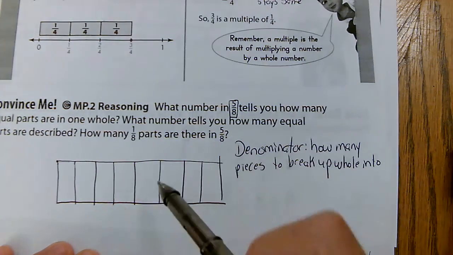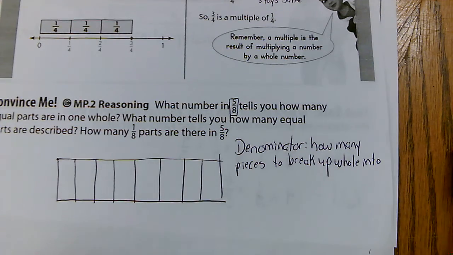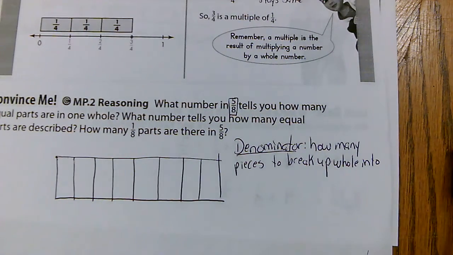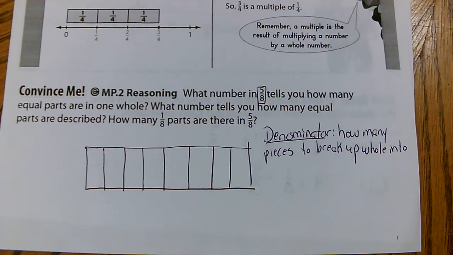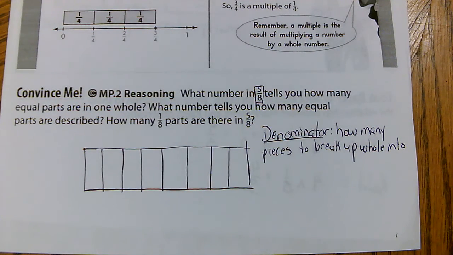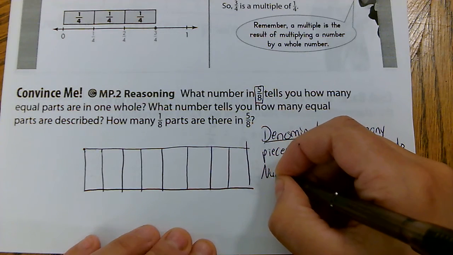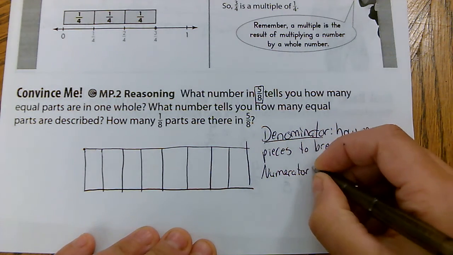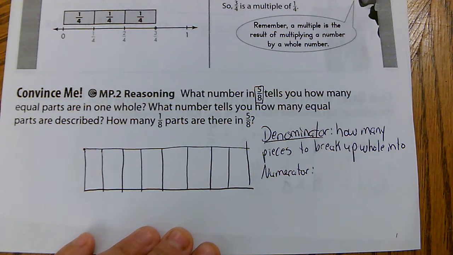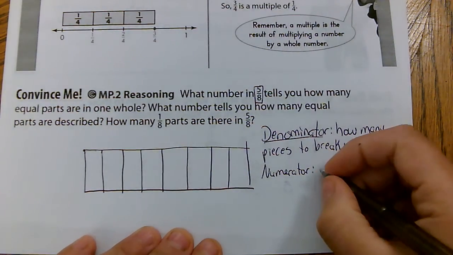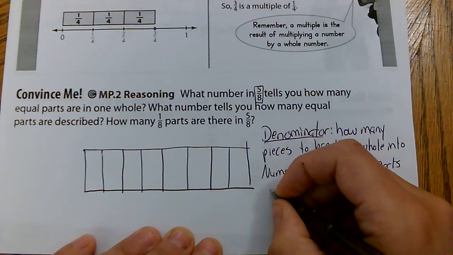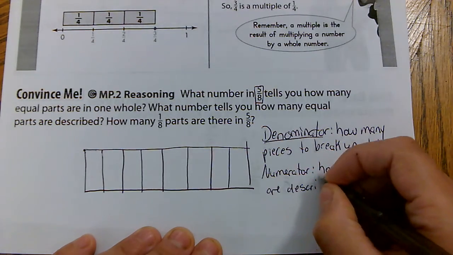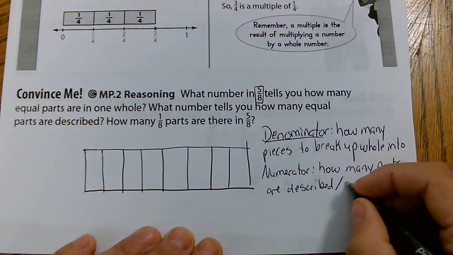And there is, let me just double check. 1, 2, 3, 4, 5, 6, 7, 8. Yep, we're good. All right, so the denominator tells me how to break up the whole. Then it asks, what number tells you how many equal parts are described? Well, if the denominator tells me how many pieces to break up the whole into, the numerator tells me how many equal parts are described. The way I think of that is how many parts are described or shaded.